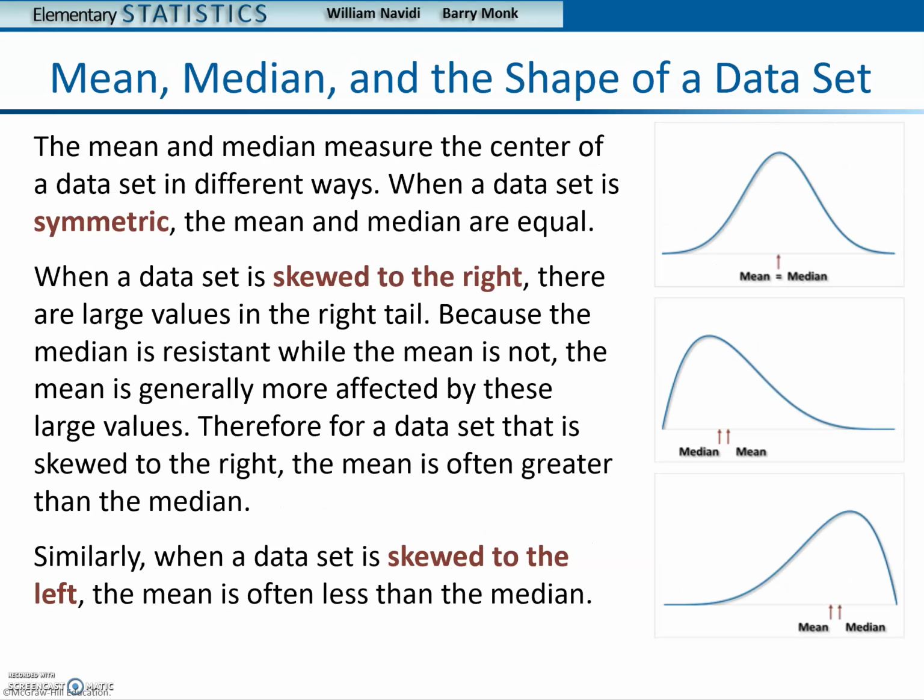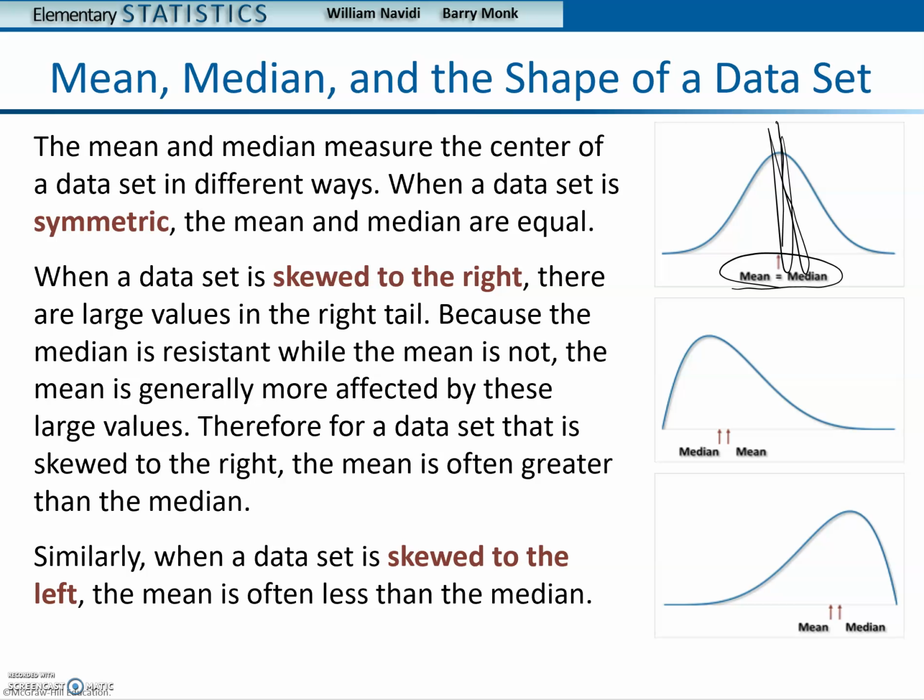The mean and the median measure the center of a data set in different ways. When a data set is symmetric, the mean and the median are equal. This is symmetric, so the mean and the median are equal. When the data set is skewed to the right, there are large values in the right tail. The median is resistant, while the mean is not. The mean is generally more affected by these large values. The mean is often greater than the median. So when it's skewed to the right, the mean is larger than the median.